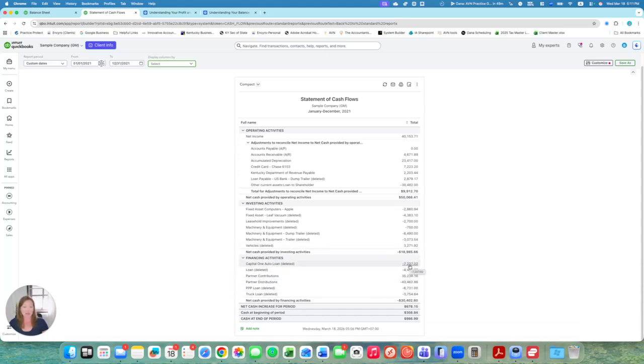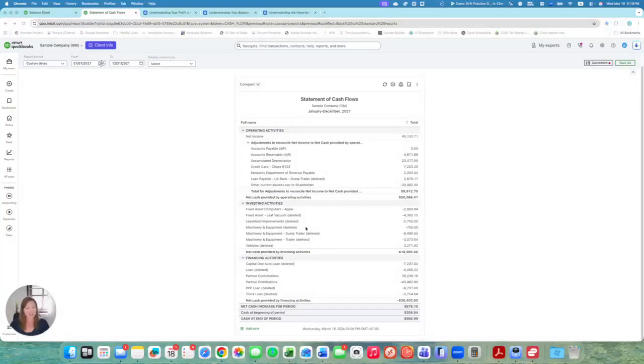So the statement of cash flows should help you answer, one, is my business actually generating cash, which is very important, as we discussed in the last video about the balance sheet, and two, where is my cash actually going? Why does this number, my net income, not match the number that's actually in my bank account?